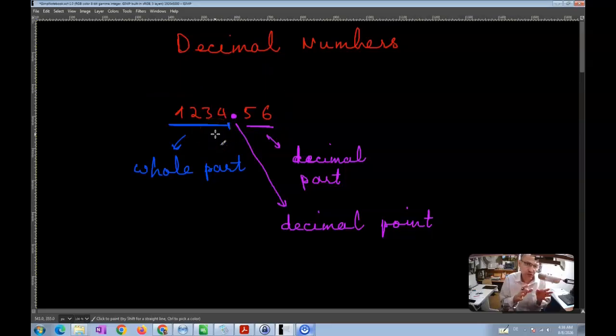In contrast to the decimal number, you have all the other numbers which are not decimal numbers. For example, 123. This is not a decimal number. This is a whole number. And this is not a decimal number because there is no decimal point, there is no decimal part. So this number is not a decimal number, and this number is a decimal number because you have a decimal part and you have the decimal point.